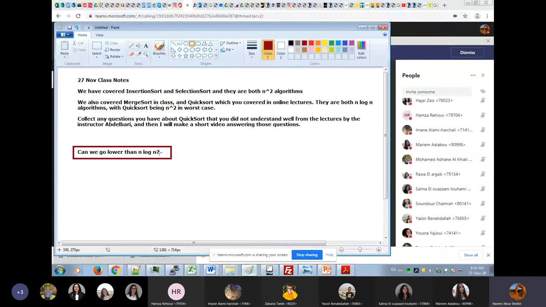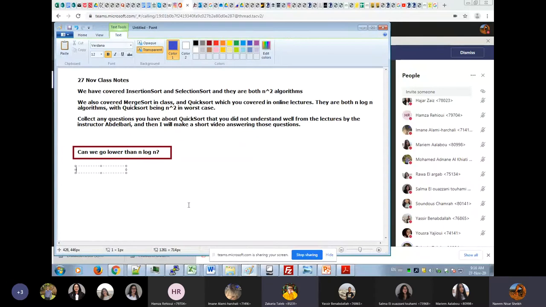Can we perform better than n log n? You can be posting your questions, whatever you have. The short answer is no. Long answer: no, as long as our methodology of sorting is based on pairwise comparison of elements of the array.